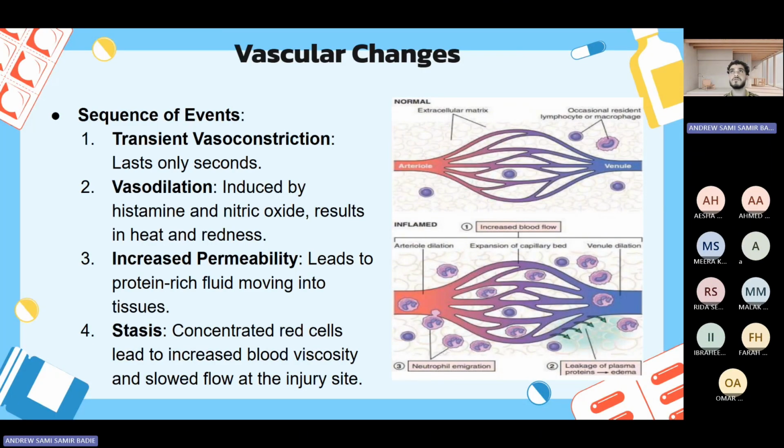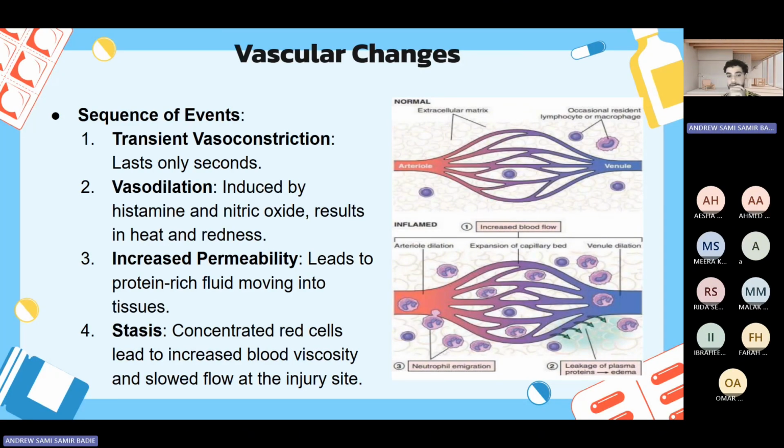After the vasoconstriction, after we've made sure there's no bleeding, you have vasodilation. Now, it's induced by histamine and nitric oxide. We want a lot of blood cells to go to this site of injury and attack or repair or remove all of the debris caused by the damage. We also have increased permeability, again for the same reason. We want proteins, we want RBCs, for example, we want fibrin and fibrinogen to go and help us close up any wounds or coagulate on any blood vessels.